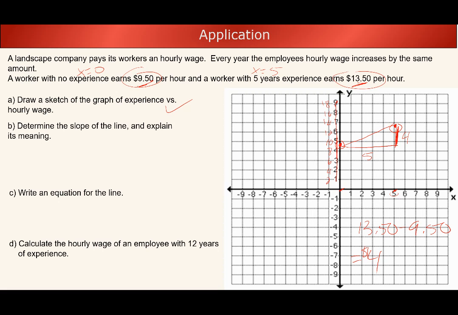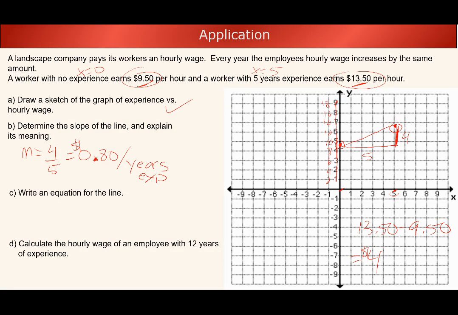So let's write that in here. We determine the slope. So m equals rise of 4 over run of 5, which is equal to, I believe, 0.80. So that's the slope. But in order to explain its meaning, it's dollars per year's experience, so I'm just going to put years EXP.